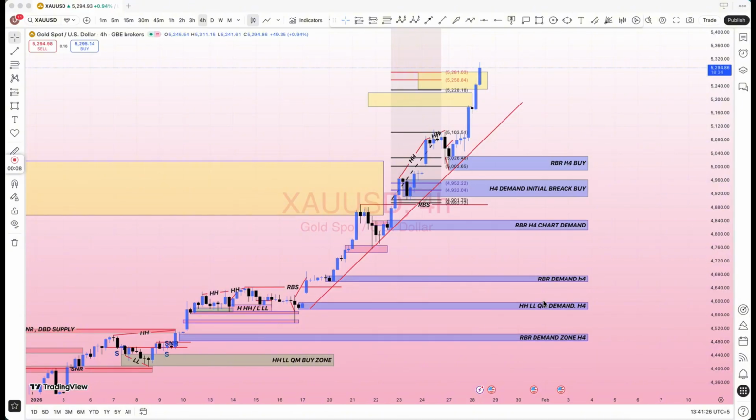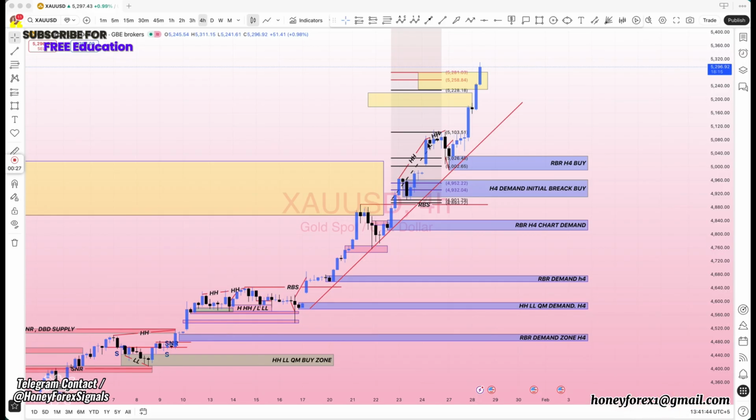Today, our new fresh analysis is again uploaded about the gold chart. And this is our H4 chart. Yesterday we told you about gold targets.